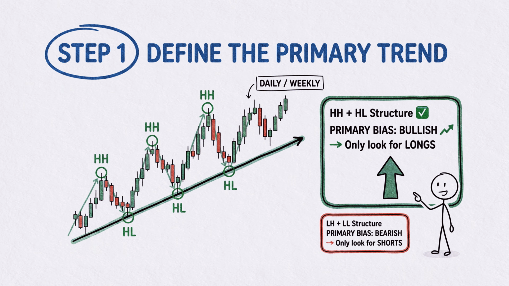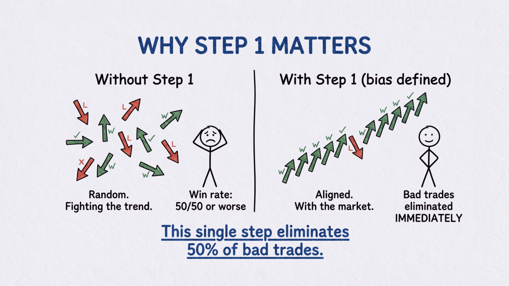Define the primary trend. Open your weekly or daily chart. Read the swing structure. Higher highs and higher lows. Your bias is bullish. You only look for longs. Lower highs and lower lows. Your bias is bearish. You only look for shorts. This step eliminates 50% of bad trades immediately. You never fight the primary trend.